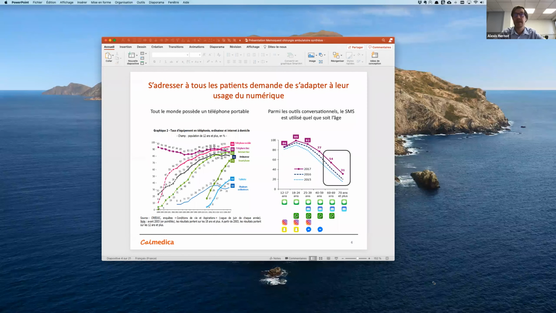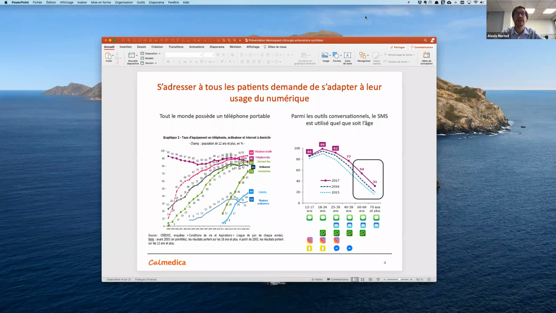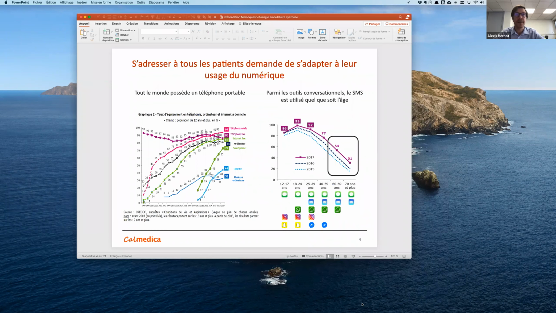Hold on one second. Okay, you all see, I hope. If you cannot see the slide, just let me know. On that slide, you see two graphs. Those graphs are from a study called CREDOC, which is a French annual study about the behavior of anyone regarding the digital space.